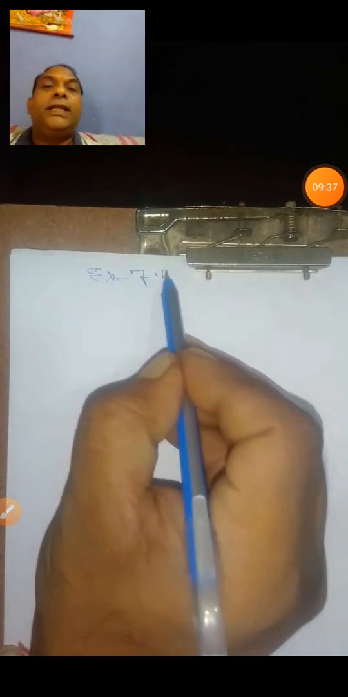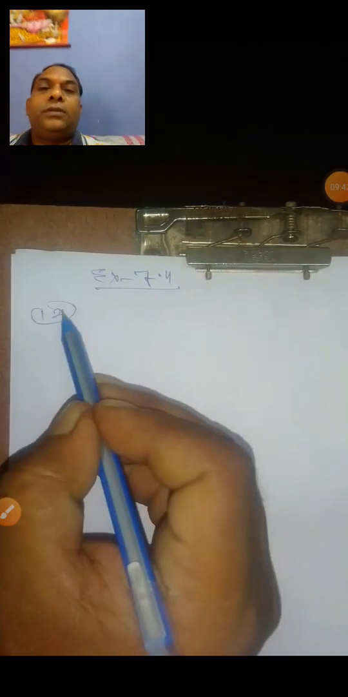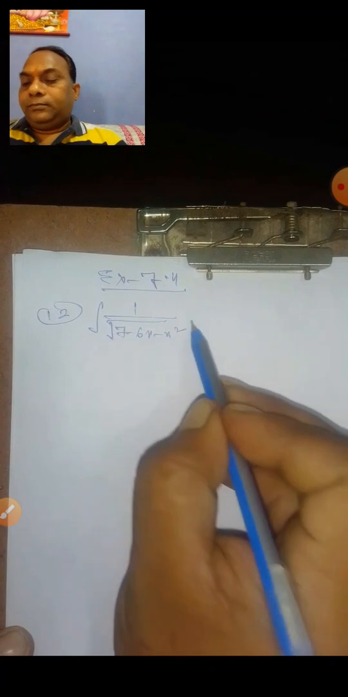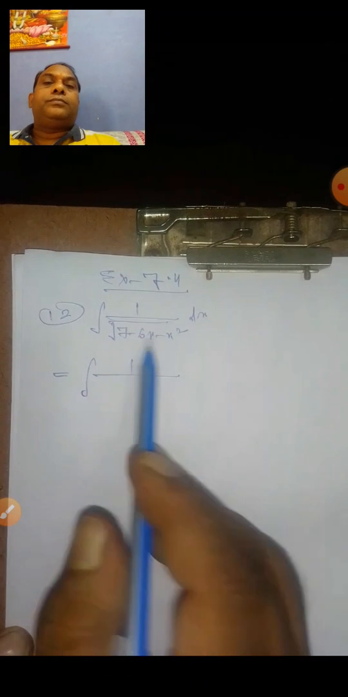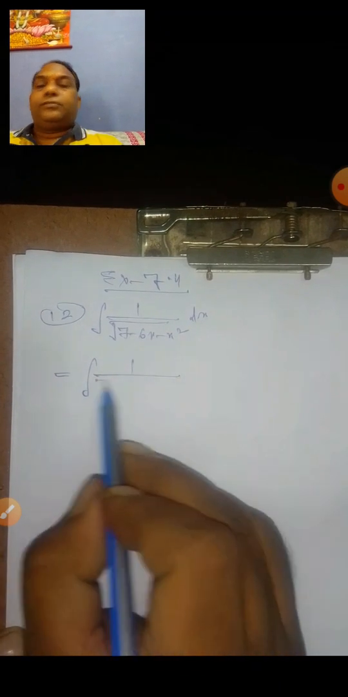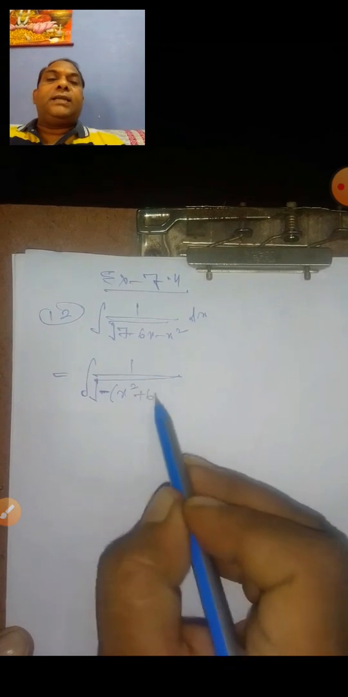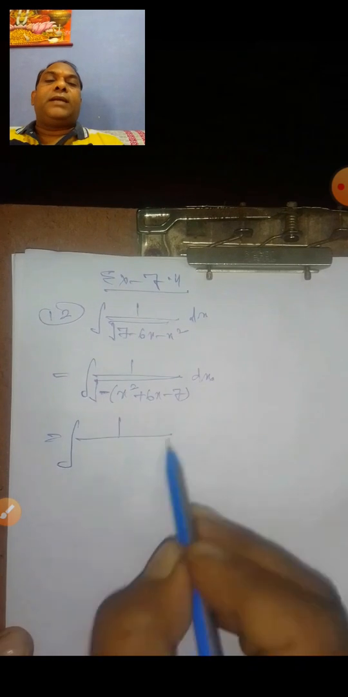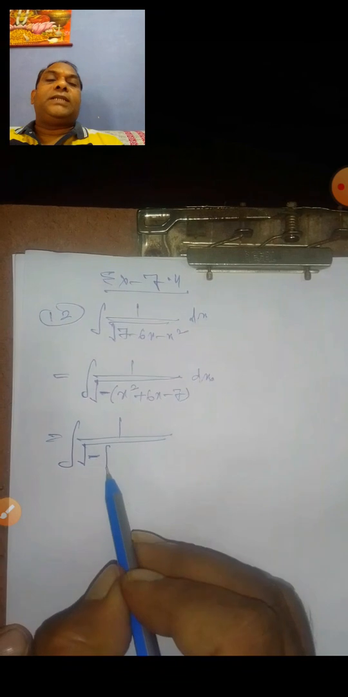Now see the next question of exercise 7.4. Question number 12. Integration root of 7 minus 6x minus x square. So taking out common minus, then minus (x square plus 6x minus 7).